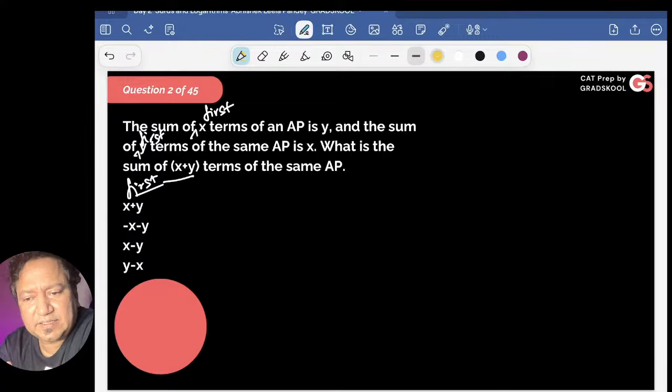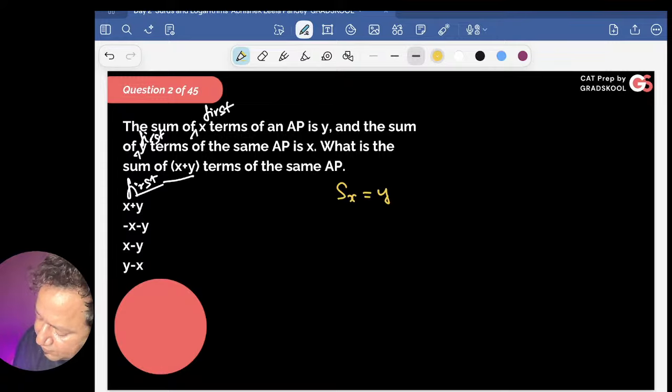So how have you guys got to it? And how many of you are not able to approach the question at all? You don't know how to approach. Like if someone is doing it like this, that Sx is given as y and Sy is given as x.